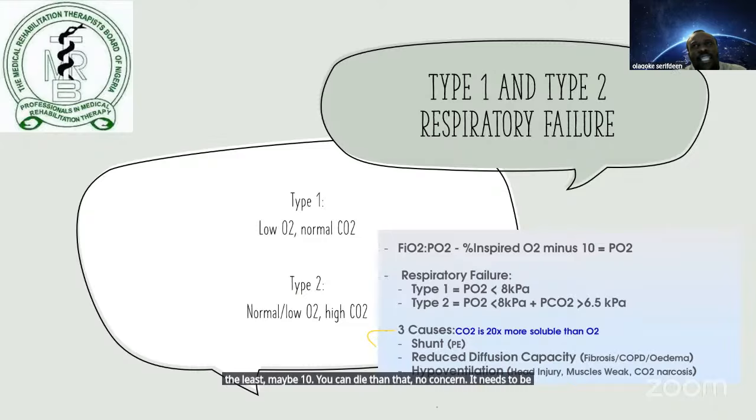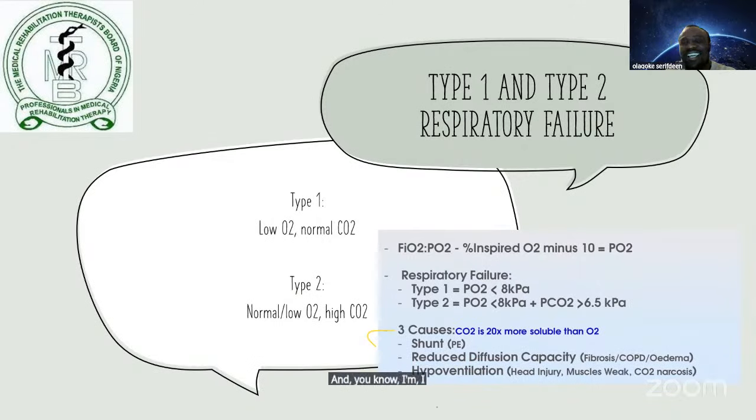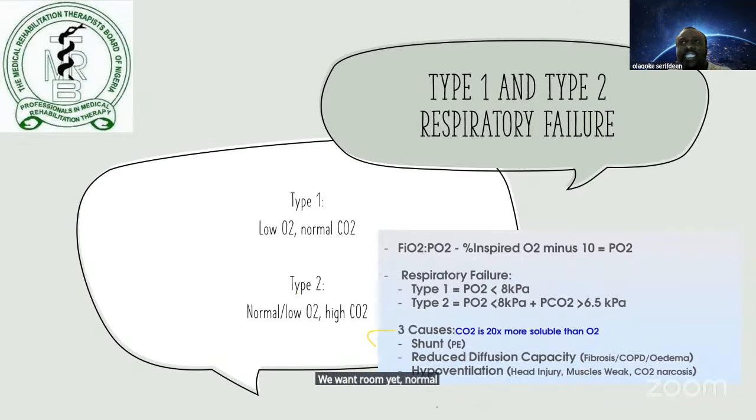Now, if somebody is below 10, actually, if I really want to treat this, I should be using oxygen saturation, but it's going to be too complex. It might be complex, you might struggle to get some stuff there, but let's keep it basic. Now, we want room air, normal person, 10. Anything less than 10, hypoxemia.